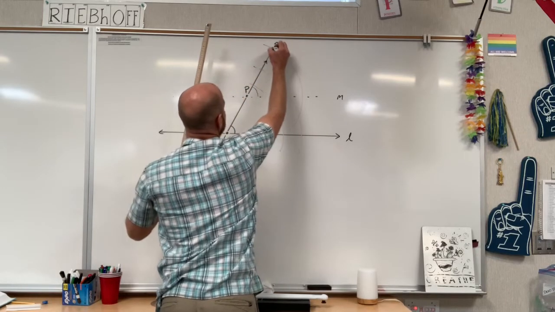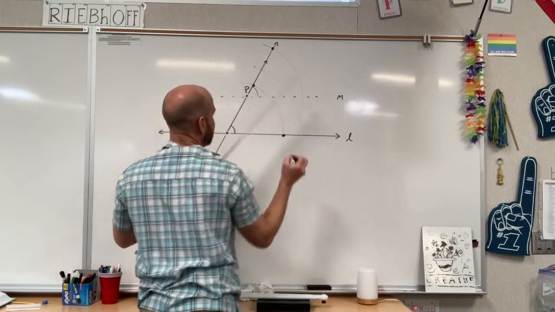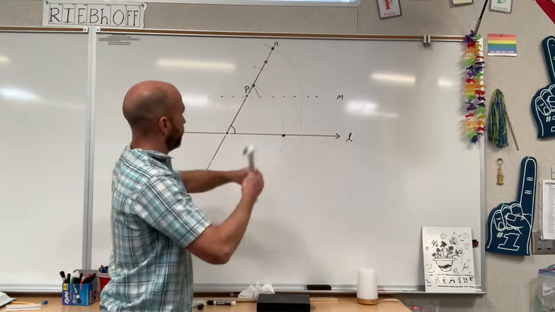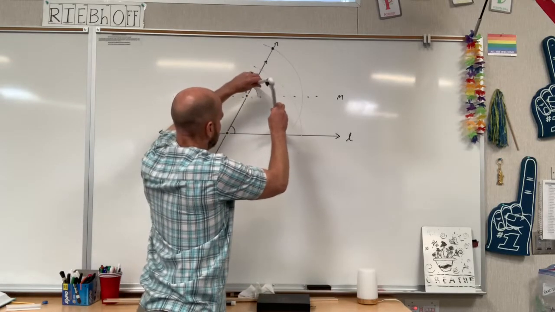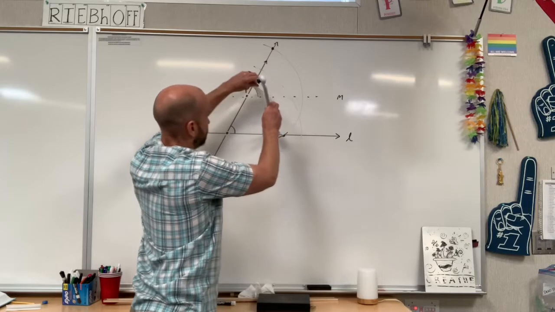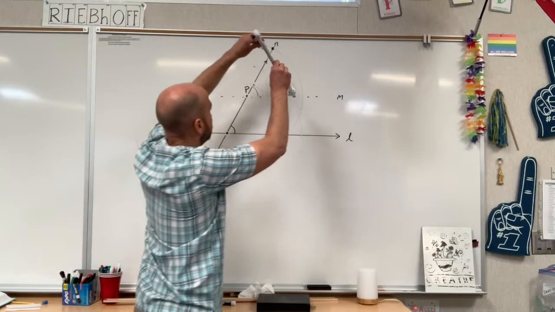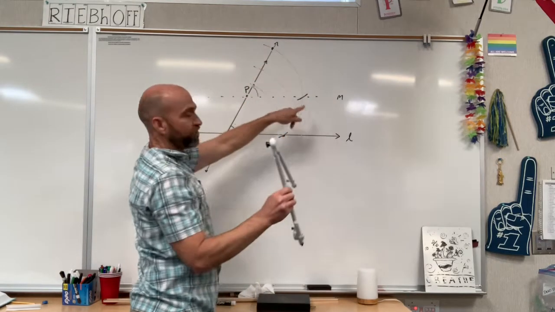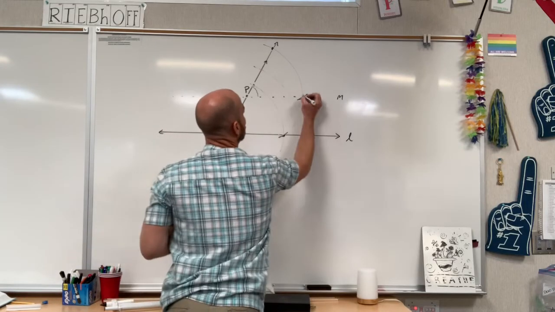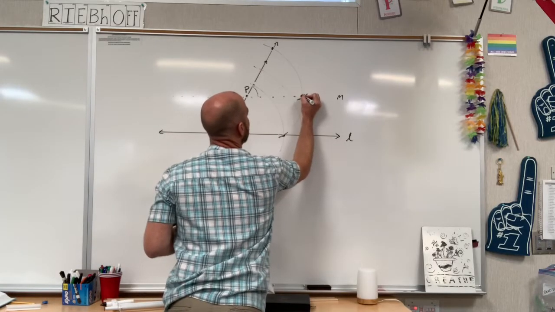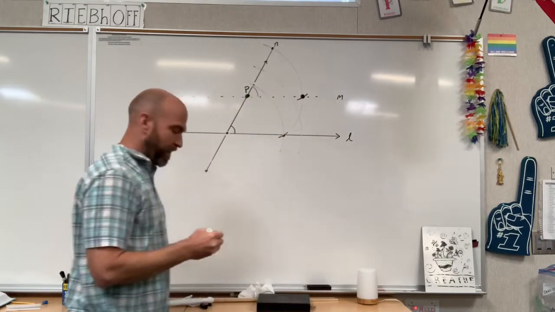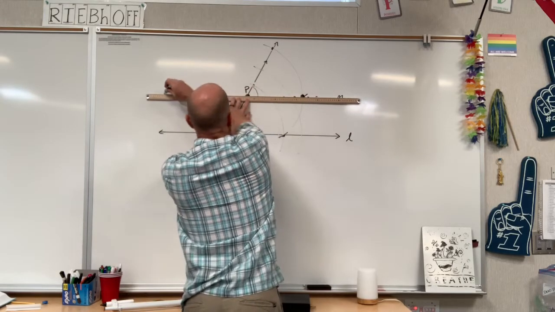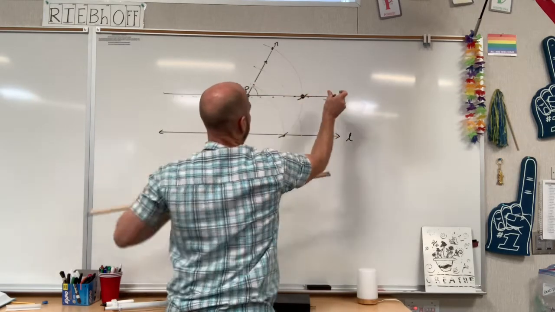There we go. Okay, so what I need to do is find this distance between here and here now. There we go. There's one. Keep that same distance, and there we go. Where these two lines cross, that point and my point P, now I can create my parallel line.